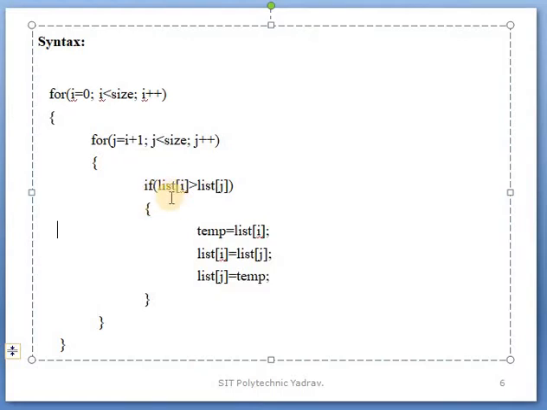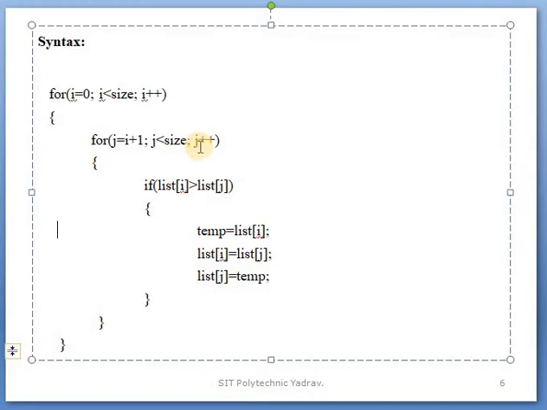After that, it goes into the inner for loop, the true part. In that, if list of i, your 0 position, is greater than list of j, your 1 position in the array, the 0th position is compared with the first position. When the 0th position is greater than the first position, then interchange, which means swap. Otherwise, if it is not greater, then do not swap.